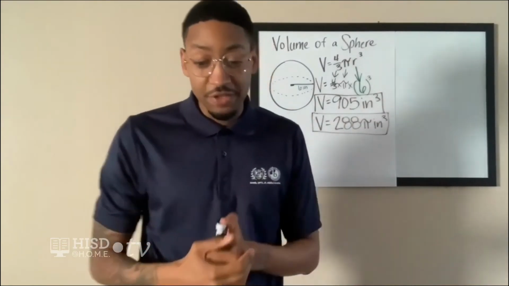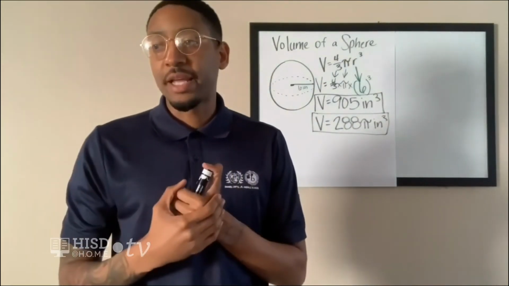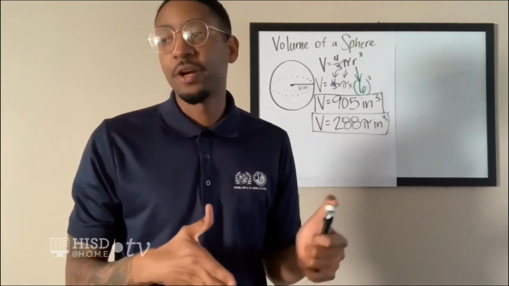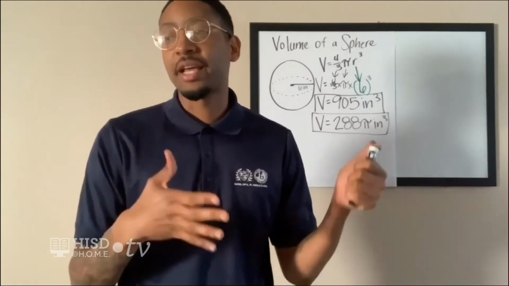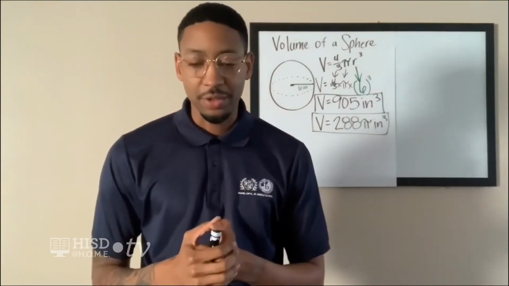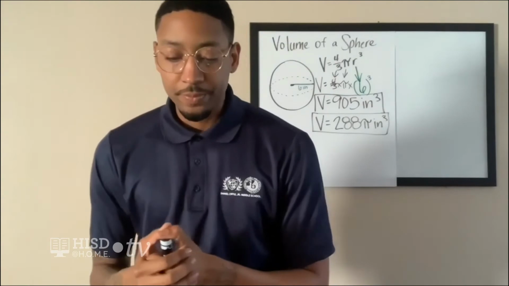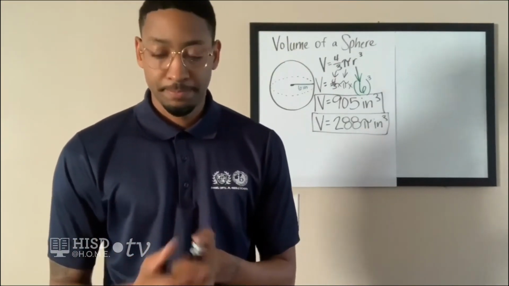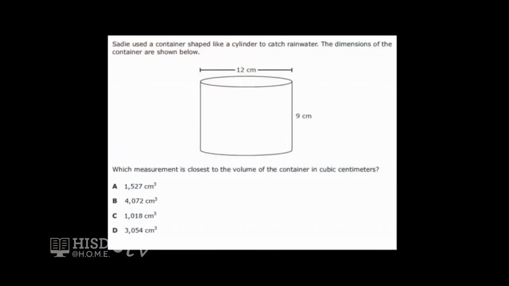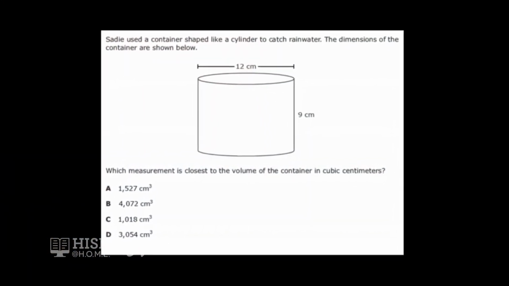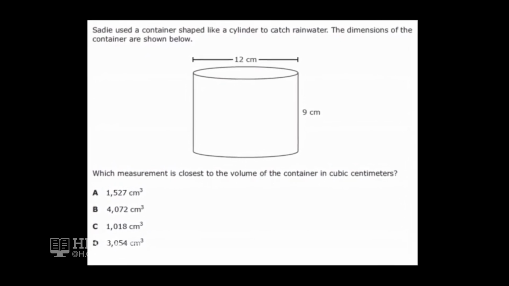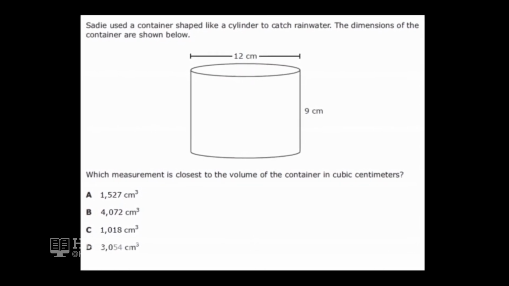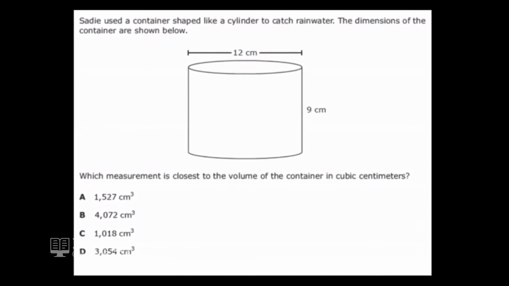Now, even though spheres are cool, there's really not a relationship between sphere and cylinder or sphere and cone, like the cone and the cylinder had between each other, okay? So maybe we can dive into some real world problems. Sadie used a container shaped like a cylinder to catch rainwater. The dimensions of the container are shown below. Which measurement is closest to the volume of the container in cubic centimeters?